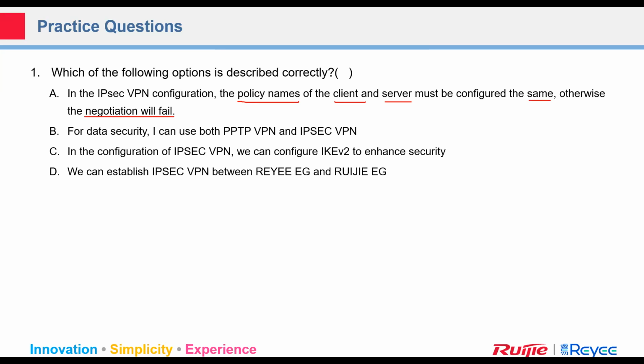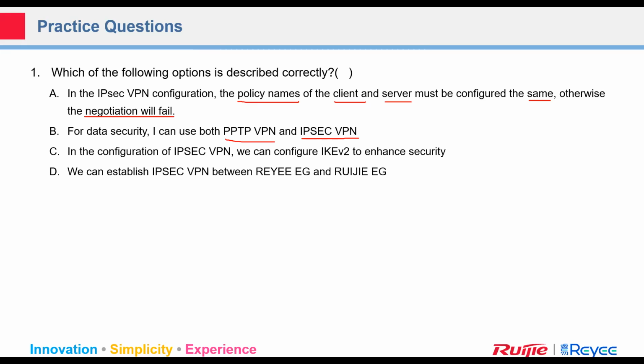Number 2, for data security, we can use both PPTP VPN and IPsec VPN. Actually, you can only choose either one. It's either you use PPTP VPN or IPsec VPN. So A and B are wrong so far. So you can see we need to choose which one is correct.